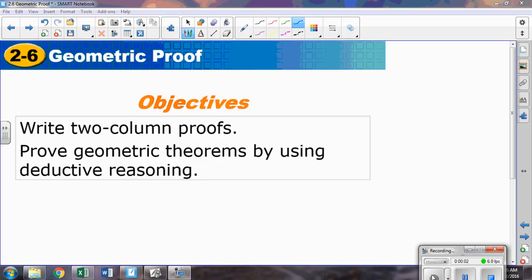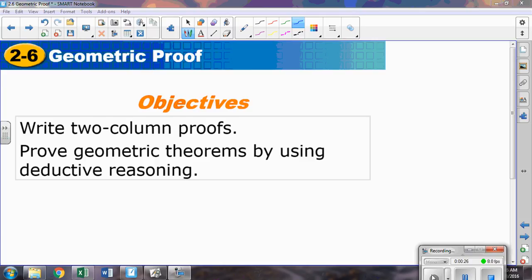In this lesson, we are going to discuss proofs. And in particular, we're going to examine proofs in the context of geometry. Ultimately, we're going to spend today seeing how to write up a two-column proof. Now, we've already done this with algebra. Now we're going to start seeing it with geometry.